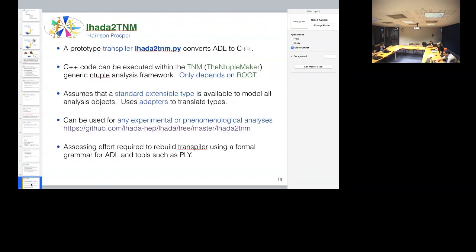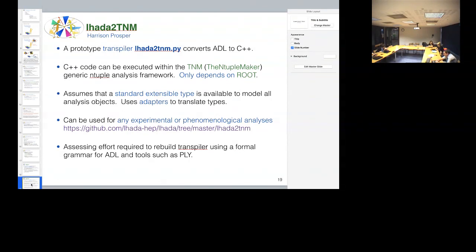The other transpiler is the one that Cezanne and I worked on, which takes an ADL and automatically creates C++ from it. That code is then compiled and run within a framework called the N-tuple maker, which is some sort of generic flat N-tuple analysis framework that depends only on ROOT.